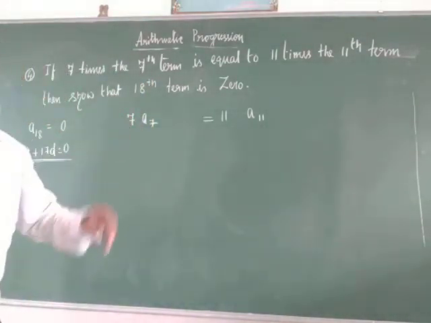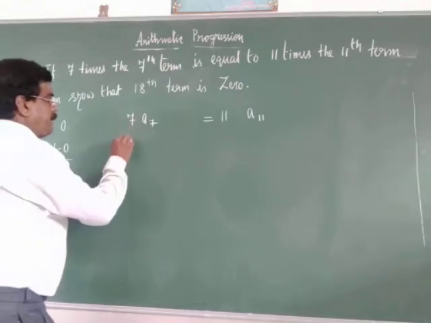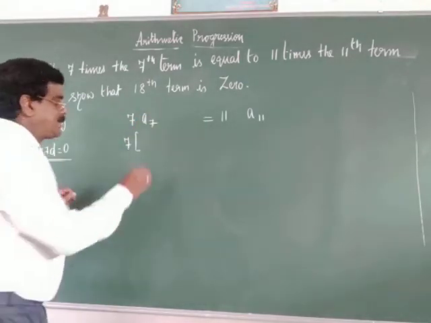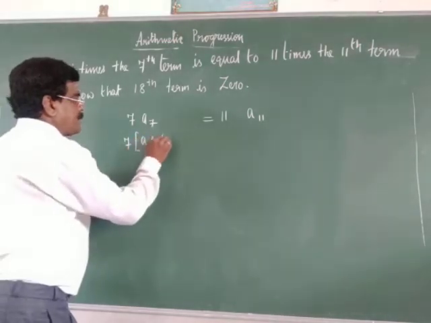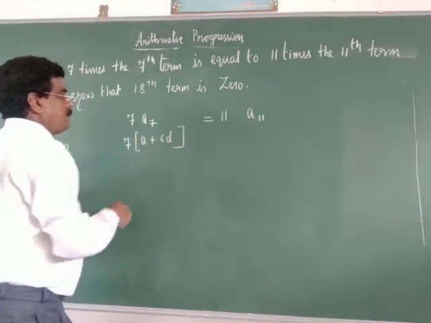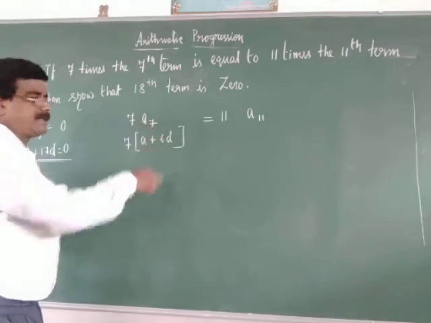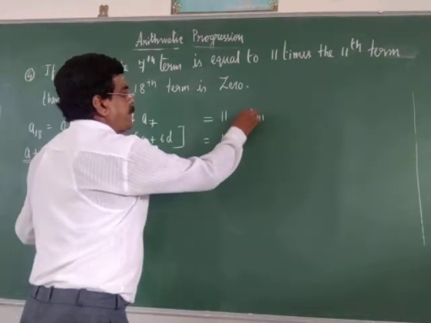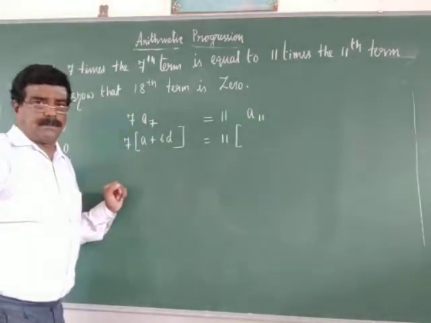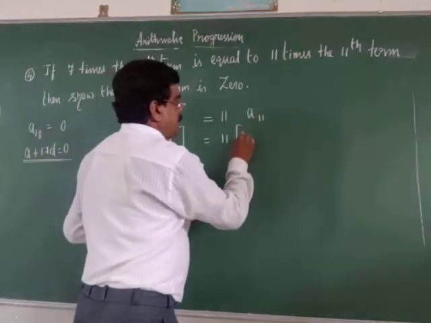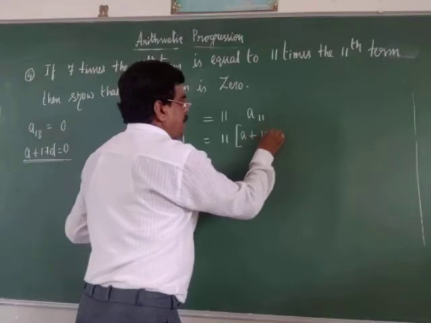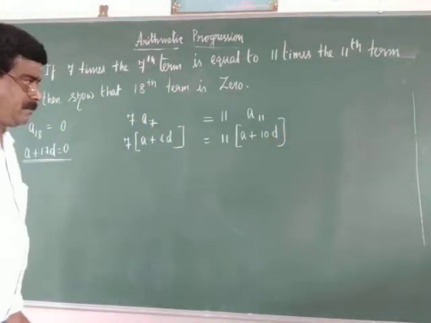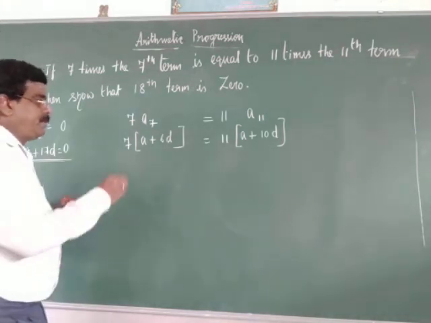Now let me expand this. So 7 let it be as it is. Bracket A7. A7 means A plus 6 times difference, because 7 minus 1 into D means 6D. Equals. This 11 let it be as it is. Again in the bracket A11. What is the step, children? A11 means A plus 10 times difference. You must know this, 11 minus 1 is 10.